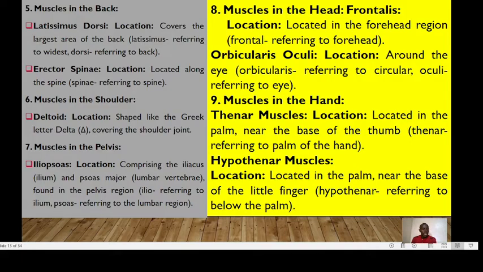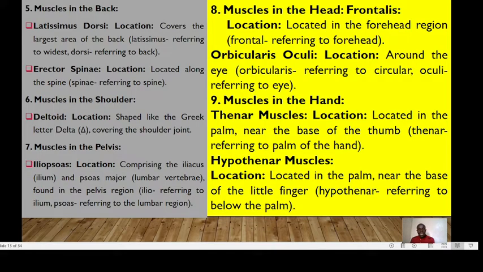We have the iliopsoas. This comprises the iliacus and the psoas major, found in the pelvic region. Ilio refers to the ilium, whereas the psoas refers to the lumbar region. Muscles of the head, like the frontalis we had mentioned, then orbicularis oculi. Okay, orbicularis refers to the circular, oculi refers to the eye. So it's named so because it's found on the eye. Okay, it's circular and found on the eye.